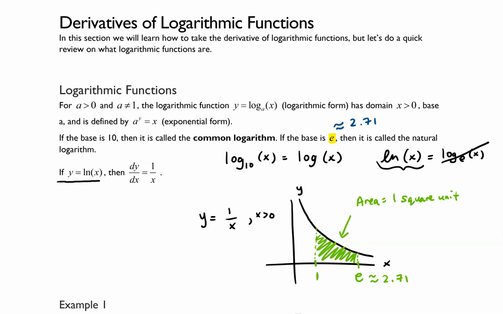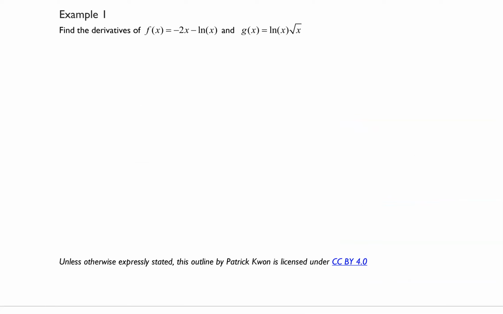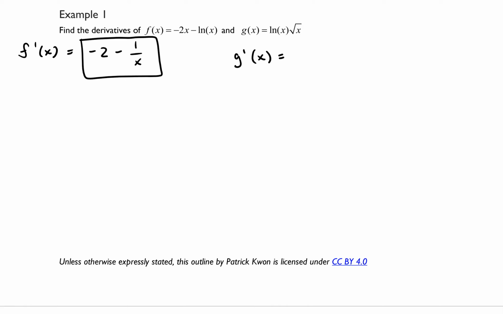Let's go ahead and jump into examples where we will start taking derivatives. Example 1 wants us to find the derivatives of f of x equals negative 2x minus the natural log of x, and g of x, which is equal to the natural log of x times the square root of x. So f prime of x is going to equal negative 2 minus 1 over x. And you could find a common denominator if you wanted to simplify that, or you could just leave it like that. And then g prime of x, we would need to use the product rule.